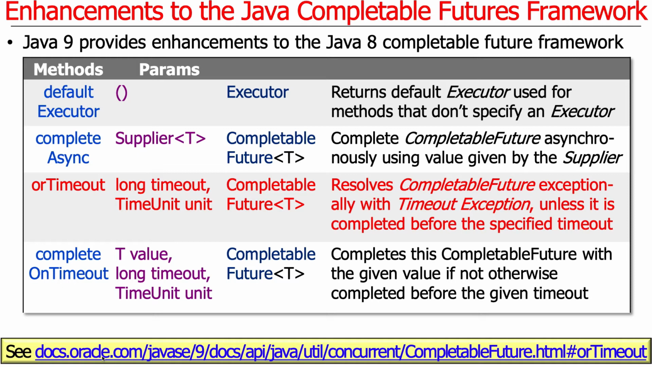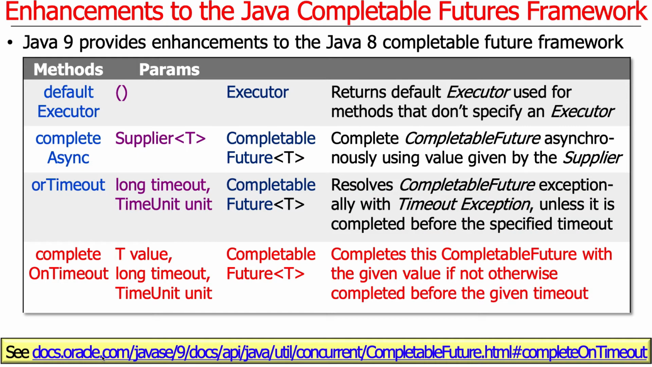Then there are a couple of other extensions that were added to handle timeouts. One is called orTimeout, and this will basically set things up so that if a completable future is not finished by a designated time, then a timeout exception will be thrown. And then the last method we'll talk about here is called completeOnTimeout. What this does is, if the completable future does not complete by the given time, then a default value is given as the result. So those are four extensions.